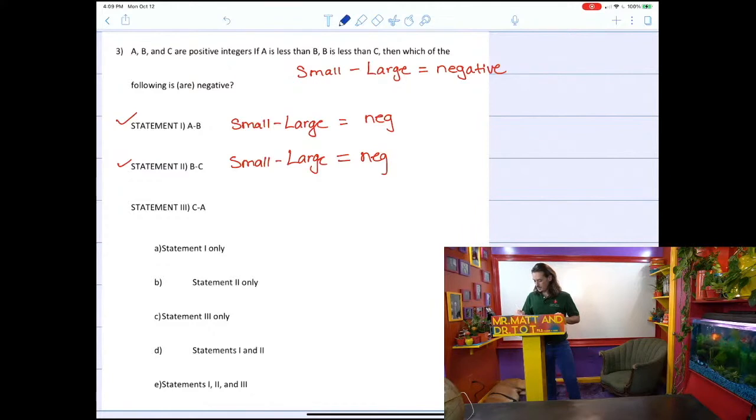So if we have a relatively large minus a relatively small, that's going to result in a positive number. So statement number 3 is not going to be correct. So your answer here is going to be statements 1 and 2 only.